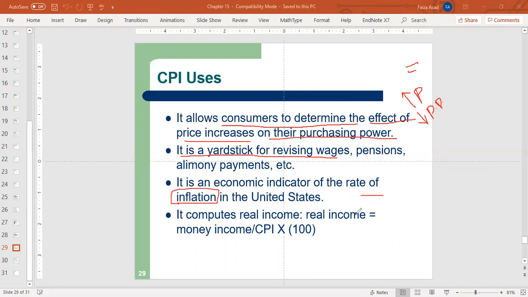It computes real income. Real income is equal to money income divided by CPI, times 100. Money income is basically the nominal income. Nominal income is unadjusted for inflation, so the inflation factor is involved in the nominal income, but real income is adjusted for inflation, so the inflation effect is not considered in the real income. That's why we can easily compare the current year and previous year price levels. So, moving on to the next slide.